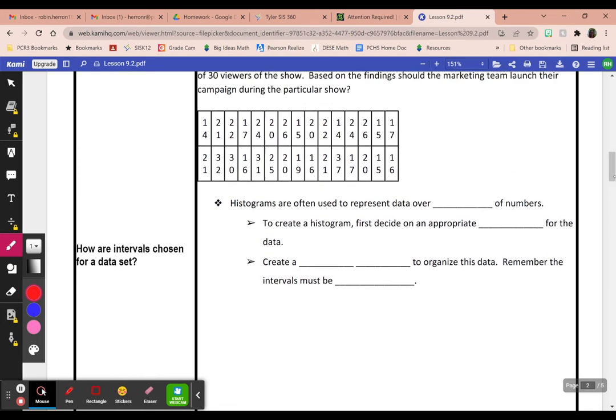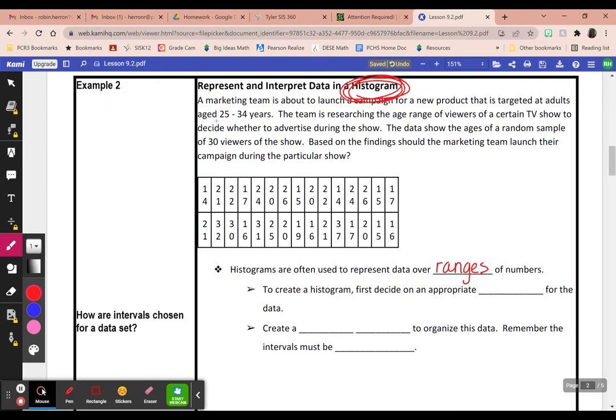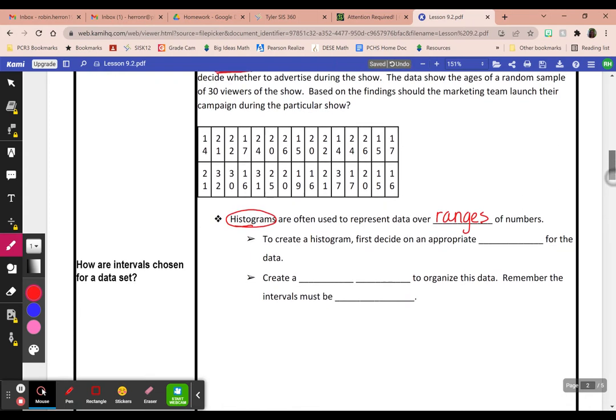Okay, and that chart came out a little bit funny, but those are ages, right? This one here is 14, 21, 22, so you know what that means. All right, so if you're going to use a histogram, histograms are often used to represent data over ranges of numbers. So they don't give us an exact number to look at, but they said that they want their range to be 25 to 34 years old, right? So that's when we're going to use a histogram, when it's a range of numbers, like a group of them.